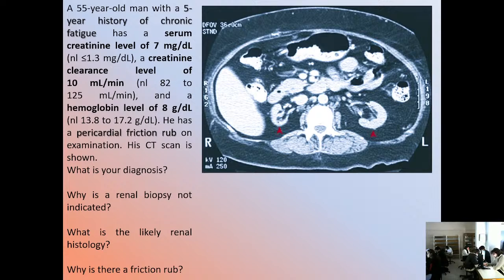traumas, etc. So here, we have renal failure probably on a chronic base. Why on a chronic base? Because we see both kidneys in the CT that have become atrophic. Their size has diminished. Next, the creatinine clearance level is too low because the kidneys do not function and so they do not excrete creatinine in the urine.